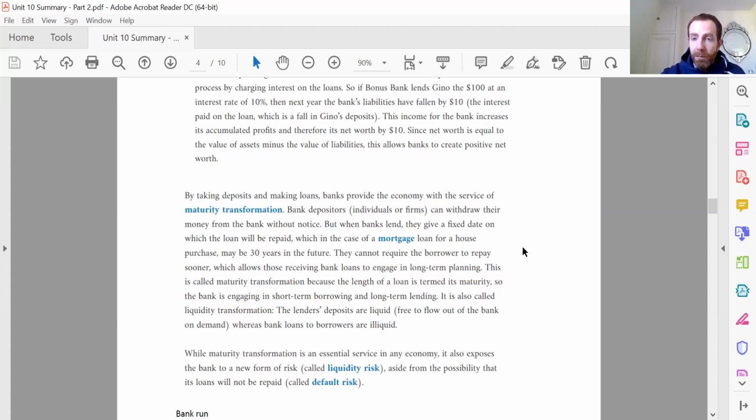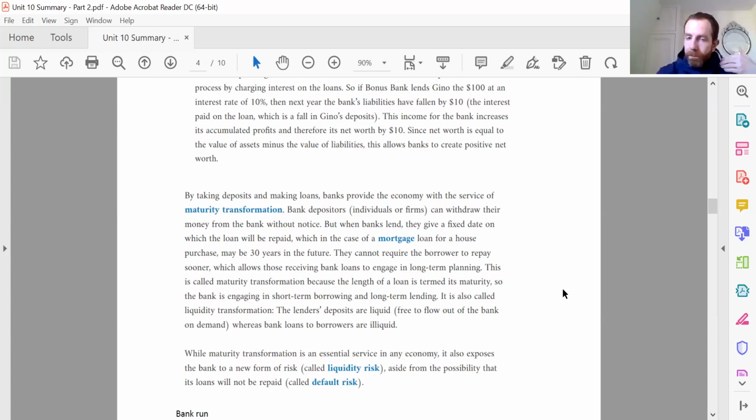Now, this is really helpful because the person who's getting a mortgage knows precisely when they have to pay back all of this money in the future. And that allows them to, as it says here, engage in long-term planning. And so we call this maturity transformation. Why maturity? Because the length of a loan is termed its maturity. So what the bank is doing is turning the short-term borrowing that it's doing, like these deposits that are potentially there only for a short term, and using those to fund some long-term lending.